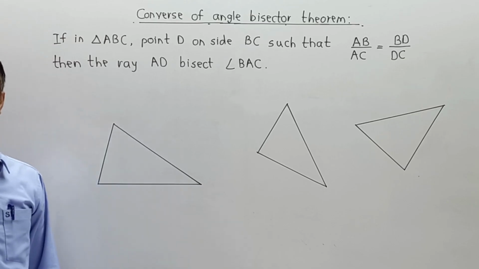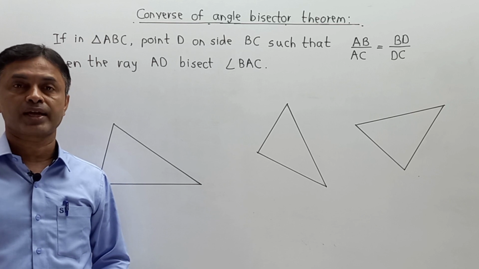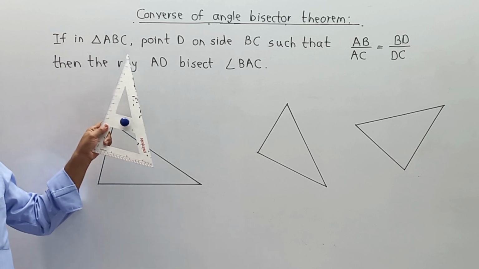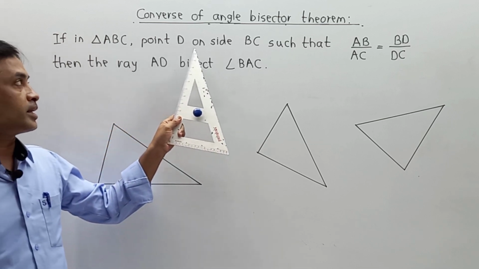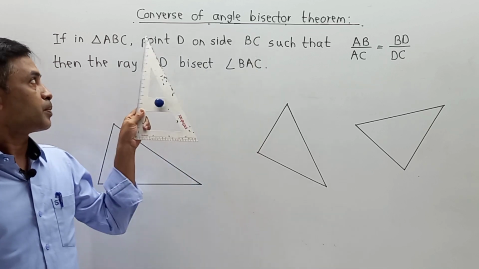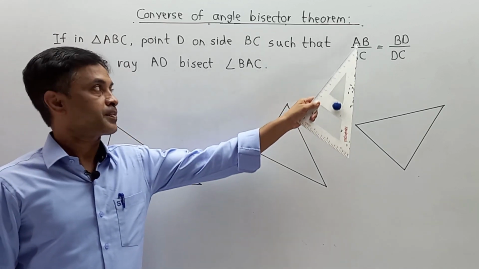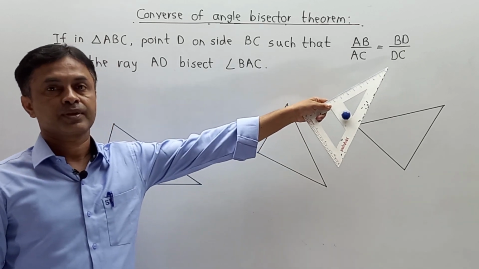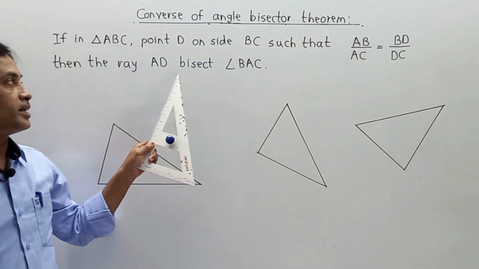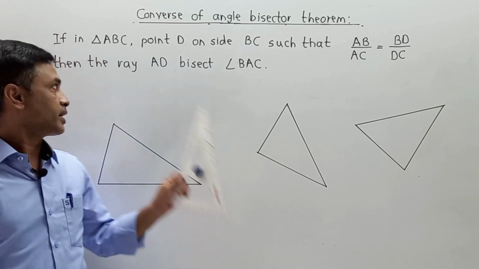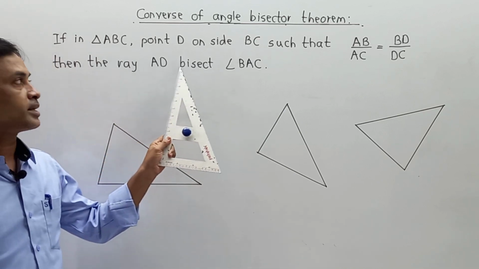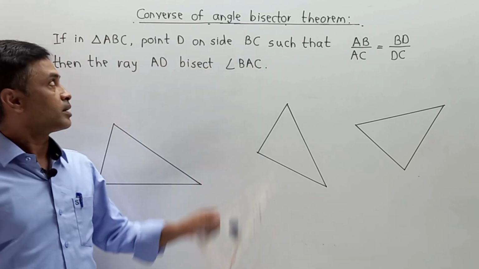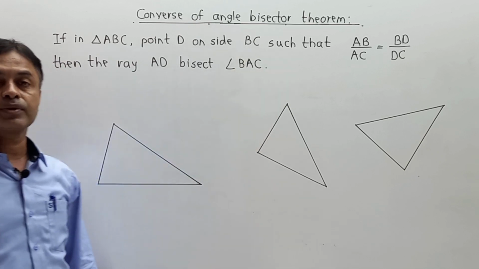What does it indicate and how is it represented in a diagram, we must be able to understand. So the statement that I have given: in a triangle ABC, point D is on side BC such that AB upon AC is equal to BD upon DC. Then the ray AD bisects the angle BAC. Now, how to apply the converse of the angle bisector theorem? Try to understand over here.